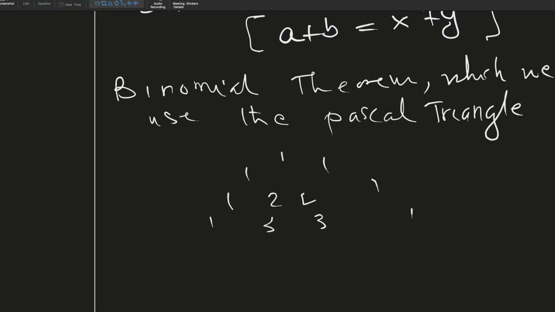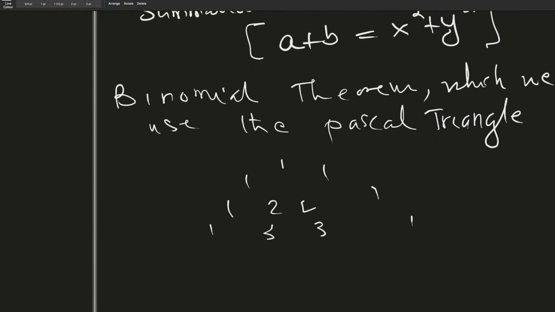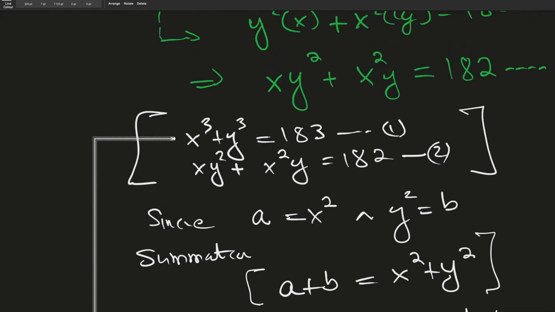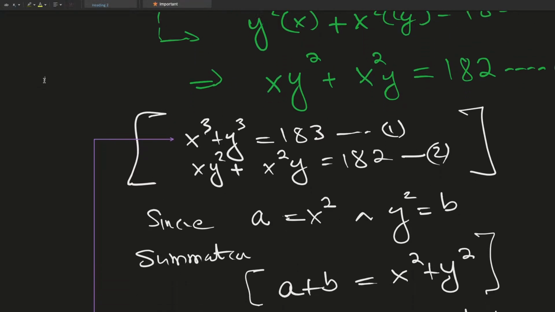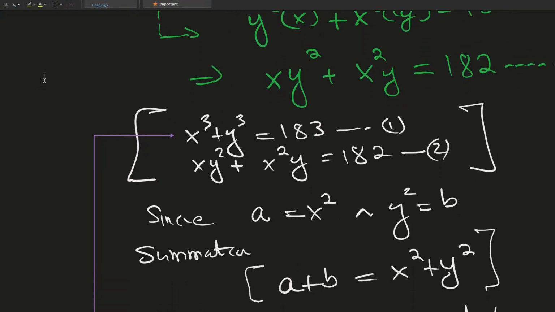Okay. This x cubed plus y cubed equals 183. Let me change the color to something nice. Okay, so this, friends, let's look at it. x cubed plus y cubed equals 183. It gives you a certain idea of the binomial theorem.